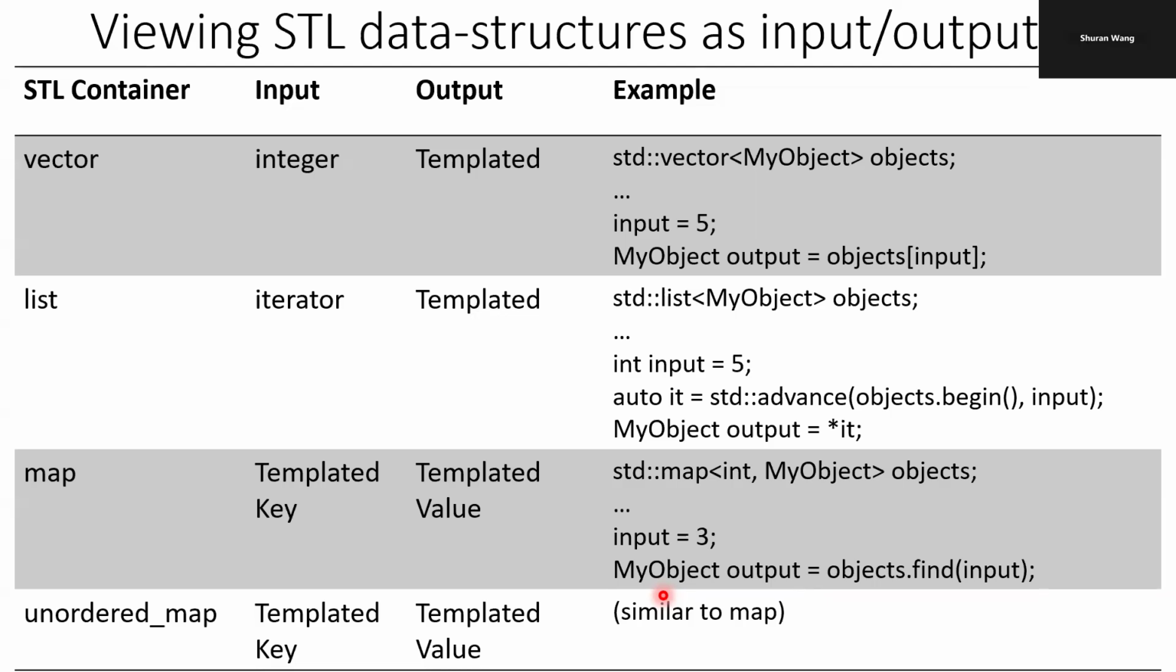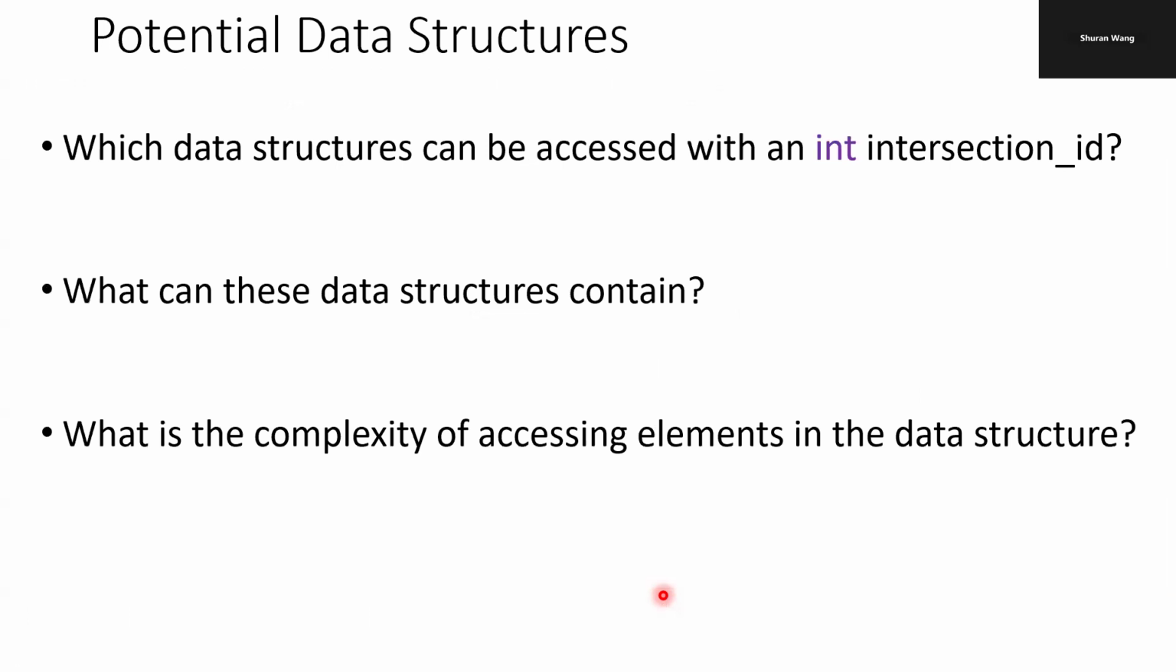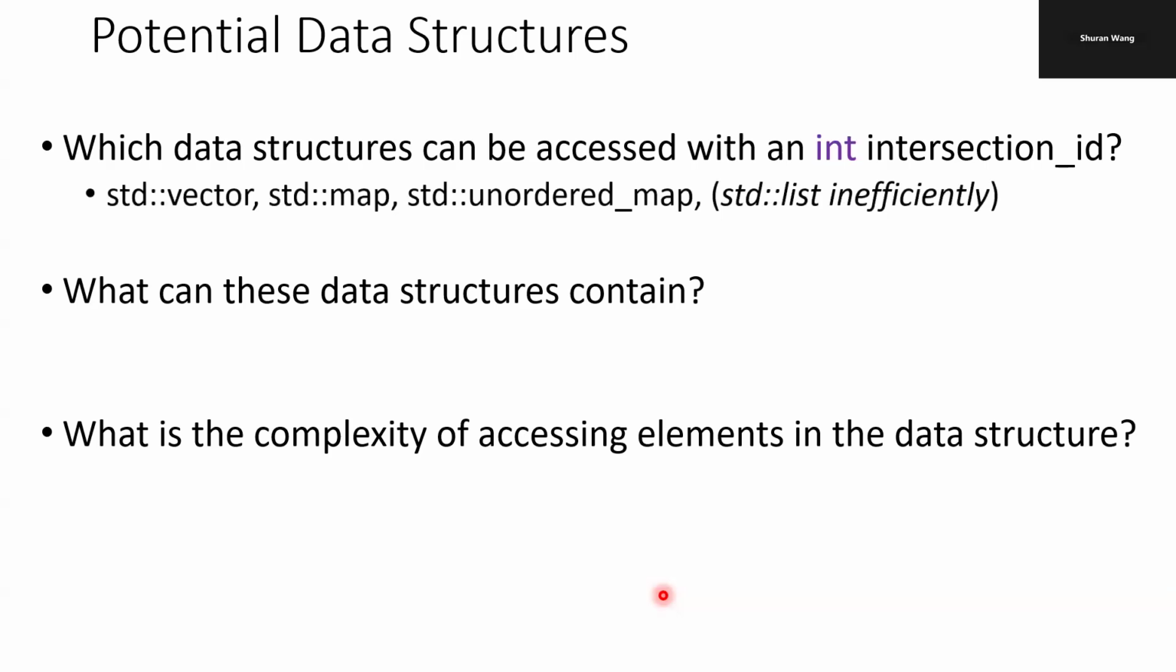And here is a list of the STL data structures that we can use in this case. We have the vector that takes in the integer index. Output is a template type. List, input is iterator, output is template type. Map and unordered map that take in templated keys and output templated values. Which of these data structures can be accessed with an integer intersection ID? Or one or more of those? Technically, all of them. What can these data structures contain? Anything, because they're template types, including vectors of integers.